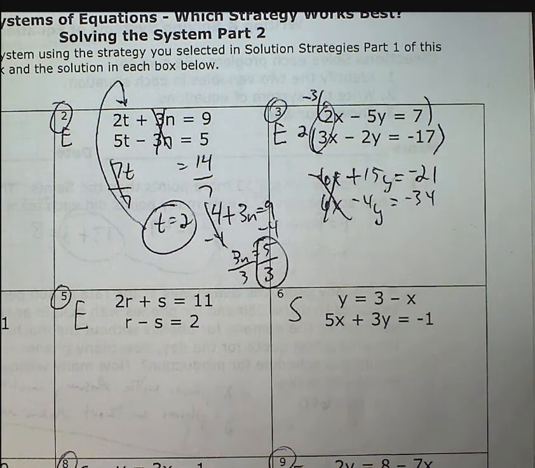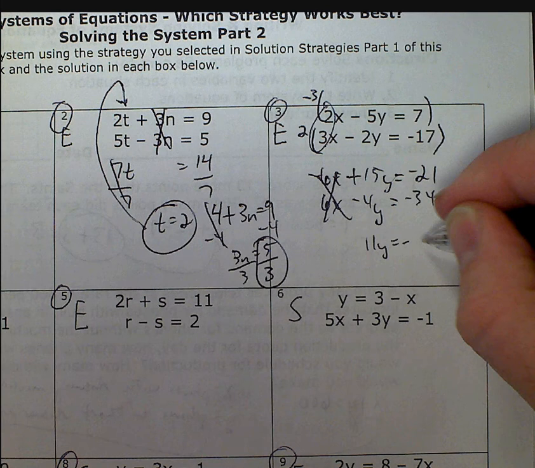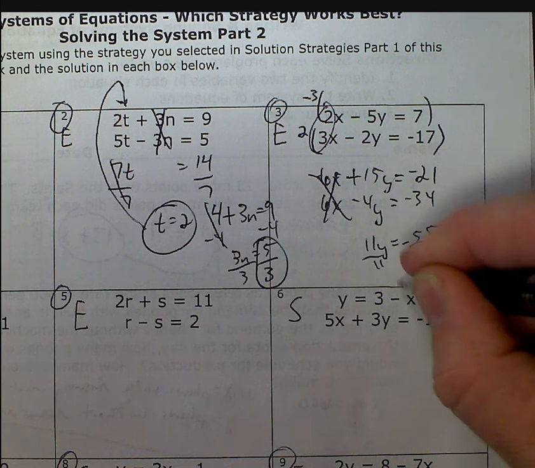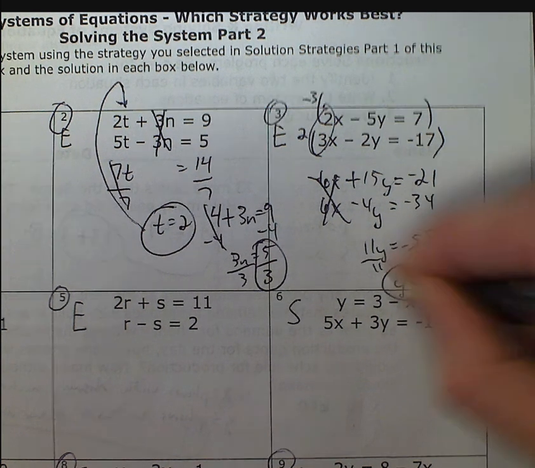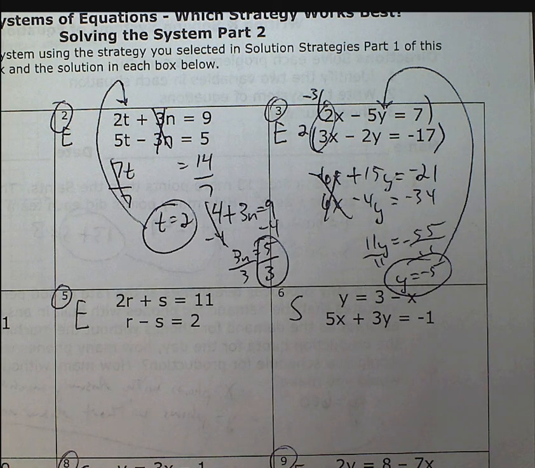This goes away. This gives me 11y. This gives me negative 55. Divide by 11, I get y equals negative 5. If y equals negative 5, I go ahead and I substitute.